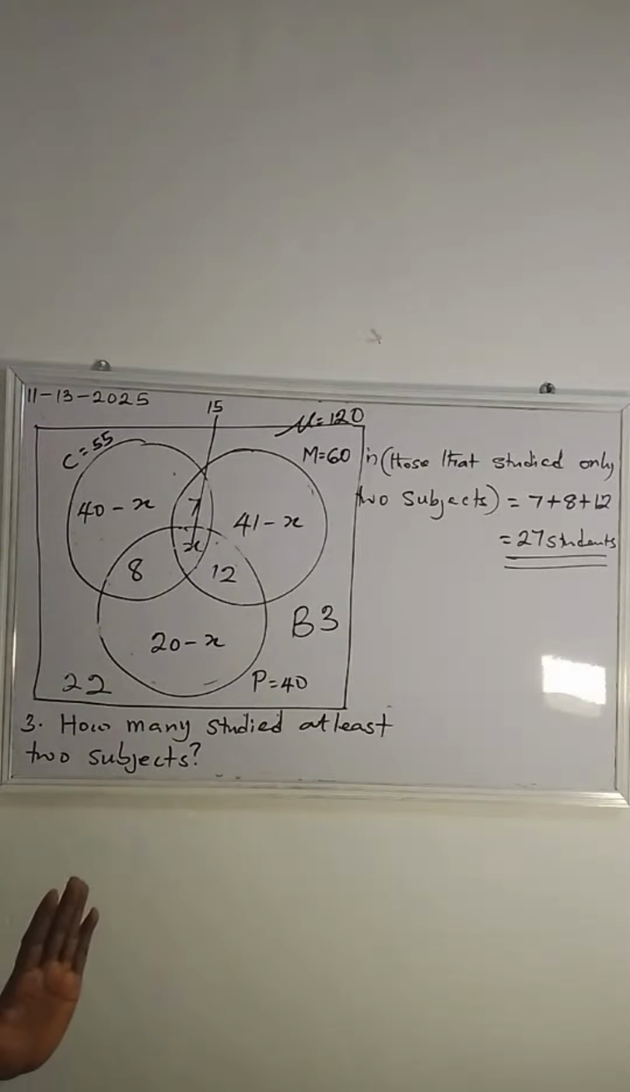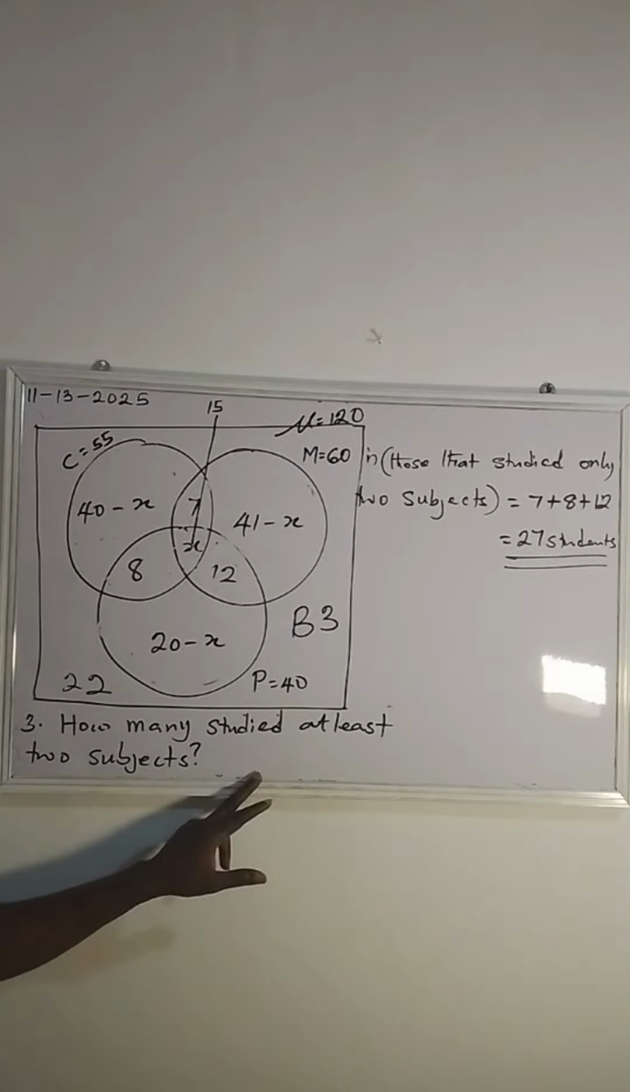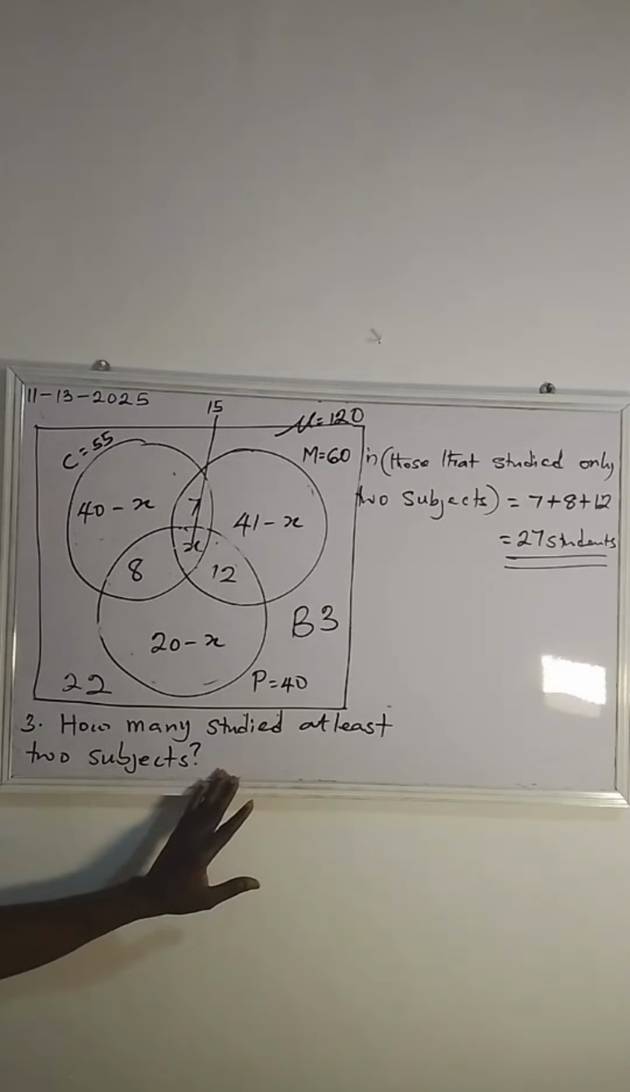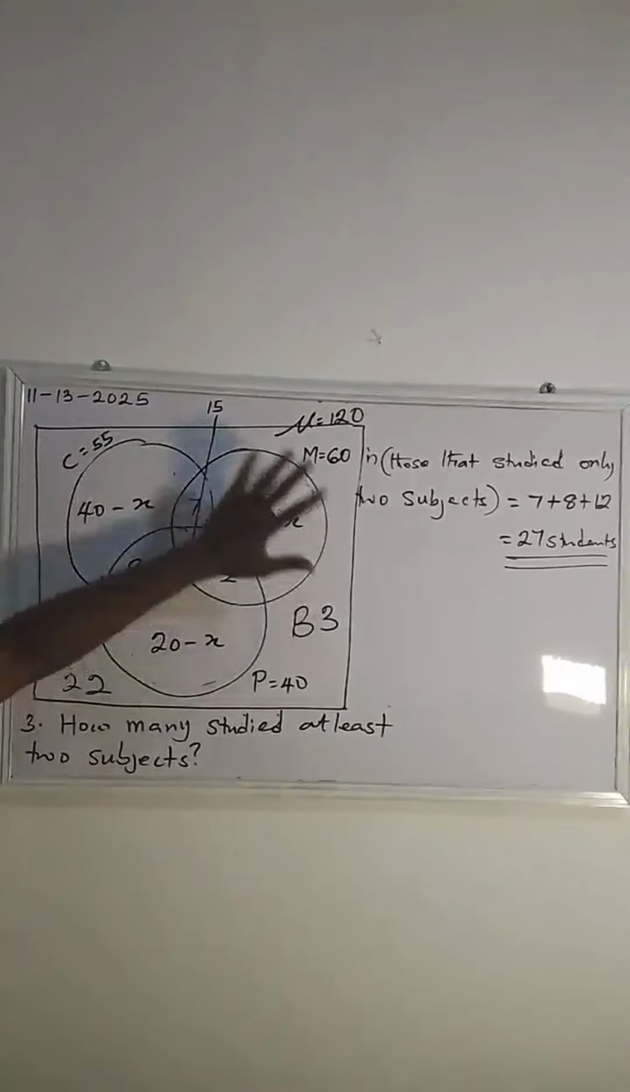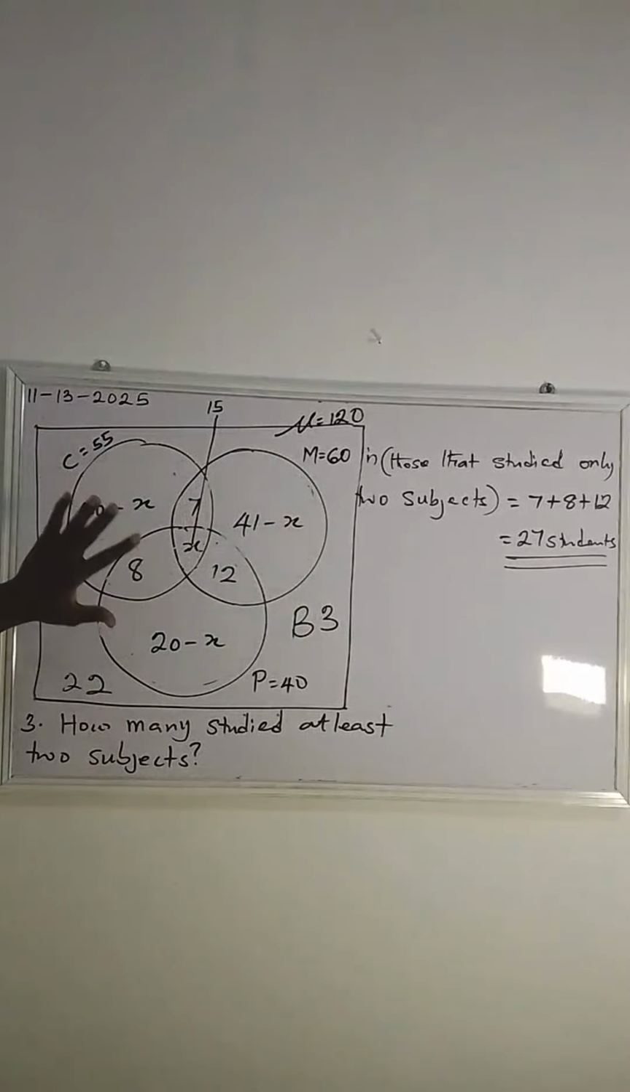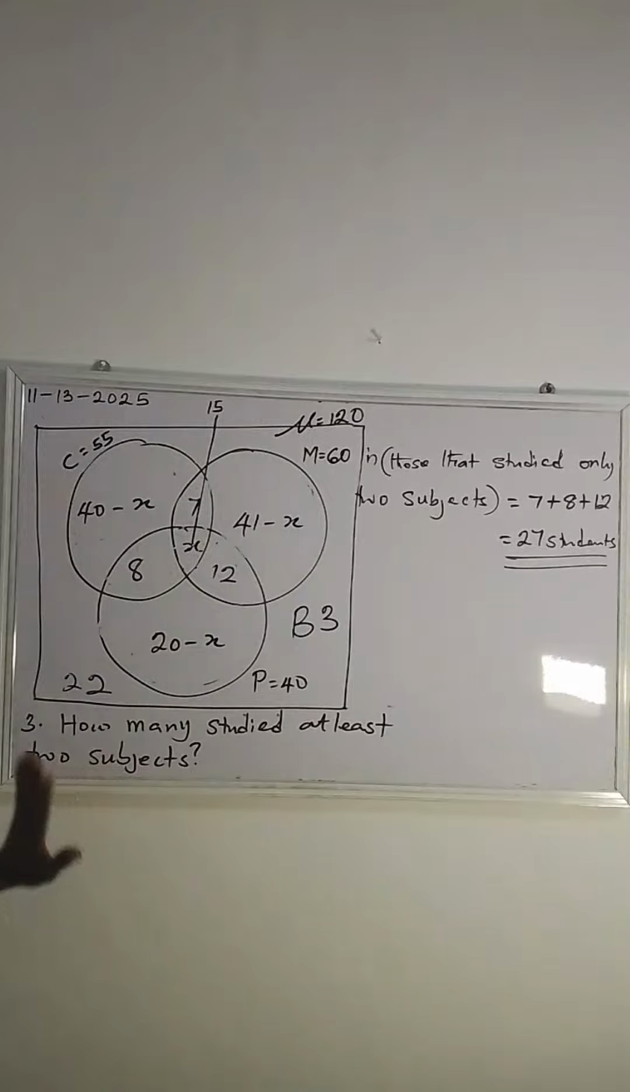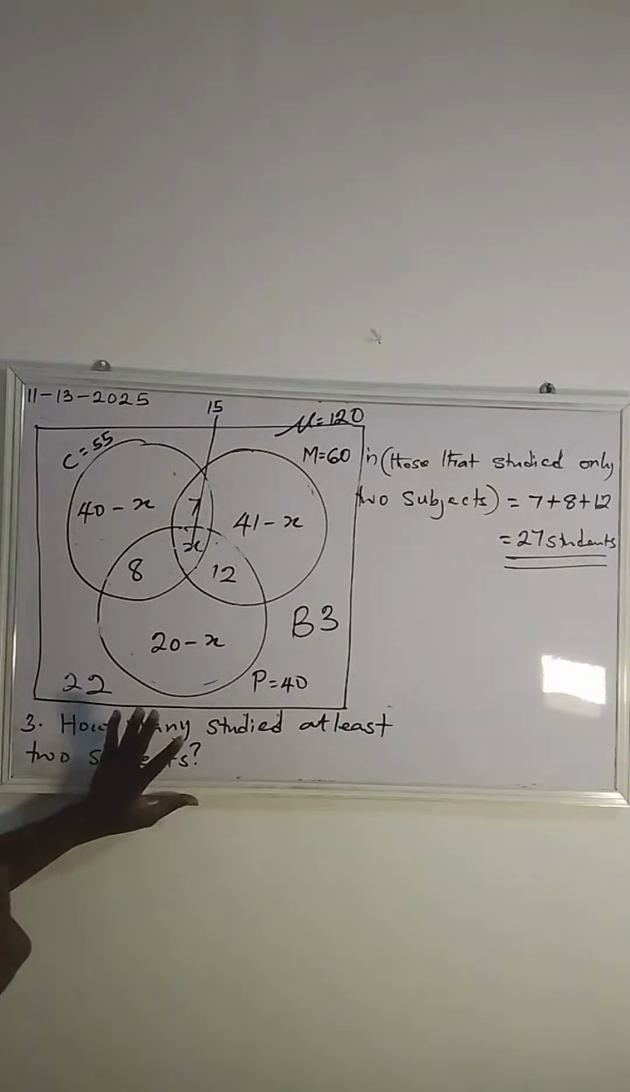Okay. Now, let me wait for your answer. Please, I want you to read the question very well. Make sure you understand what the question is saying before you give me the answer. Look at the Venn diagram. We have all the details here. So, how many students studied at least 2 subjects? Now, before you answer this, wait.